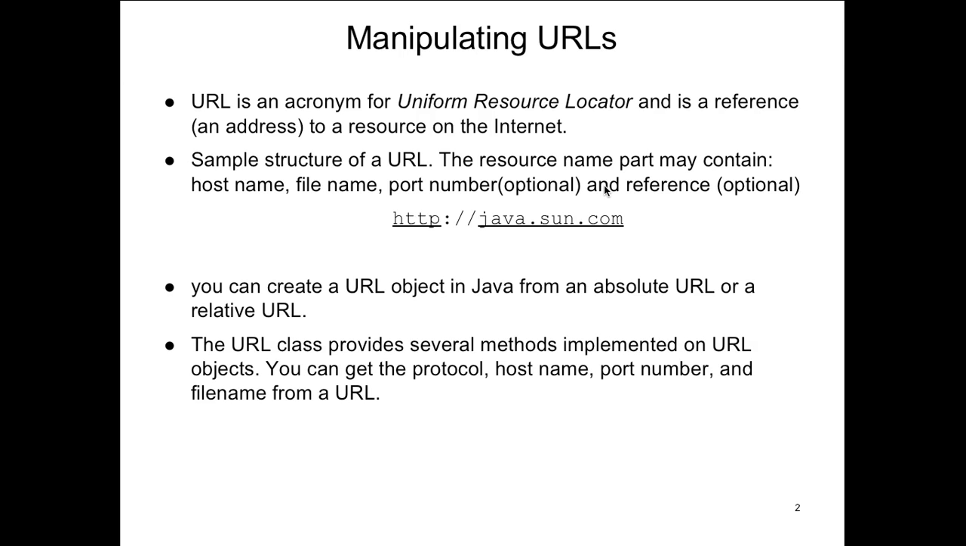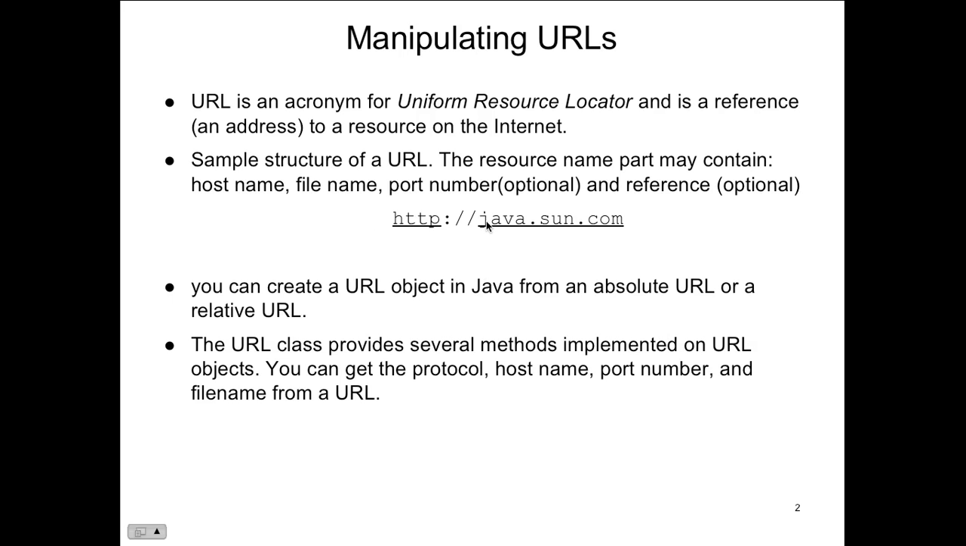So, the URL. We already know what that is, hopefully, for engineering students. It's an acronym for Uniform Resource Locator. It's a reference to an address on the internet. It's actually quite simple in terms of how we program this in Java. We can create a sample structure for a URL in terms of a resource, in terms of the name, and it contains host name, file name, port number, and an optional reference.